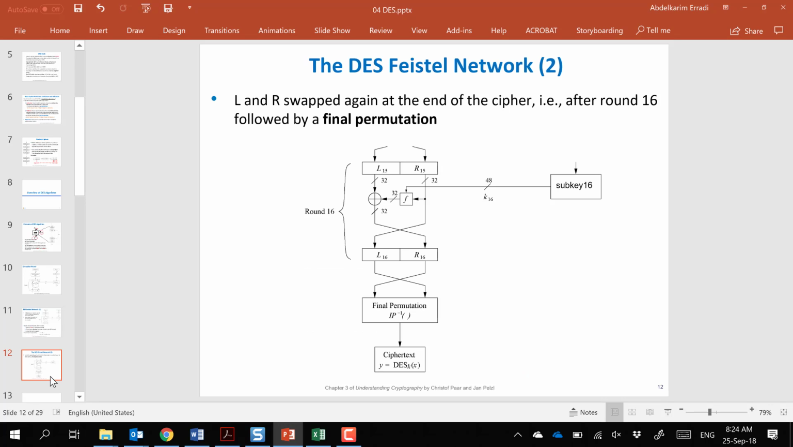Of course, we do this 16 times. The last round is exactly the same. And after the last round, we do the final permutation. Remember, we started with an initial permutation. We went through 16 rounds, and then we do the final permutation, and that will be your ciphertext for that particular block. And if you have a big message, you do this for each 64-bit block. You keep doing this.